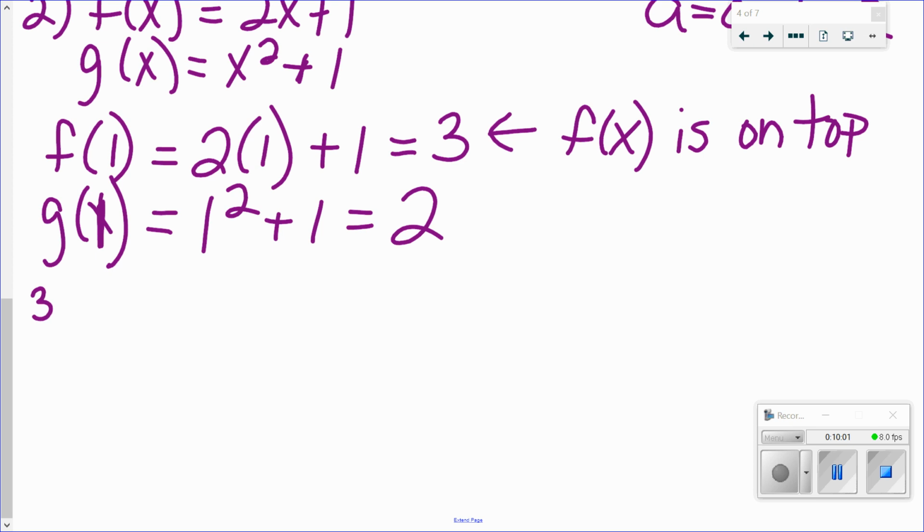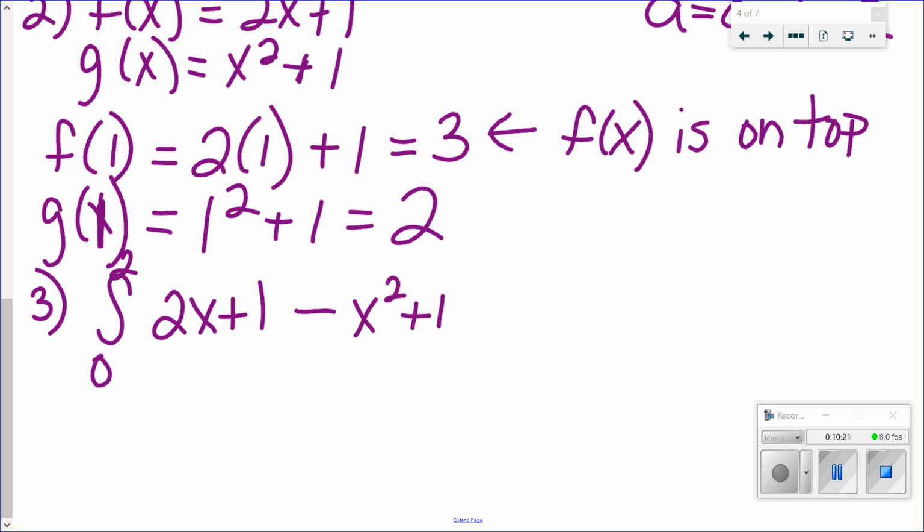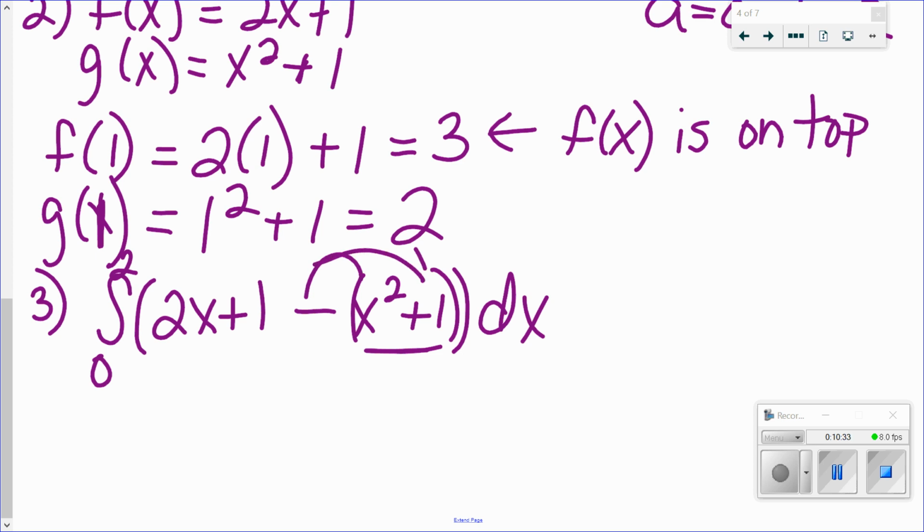Step 3 is to take the antiderivative. So here's your integral symbol from 0 to 2. Those were the numbers we got in the first step. And we determined f of x was on top, so we have 2x plus 1 minus x squared plus 1 dx, and there's a reason I put that in parentheses. Again, remember, we are subtracting a whole function. That means the negative has to get distributed.